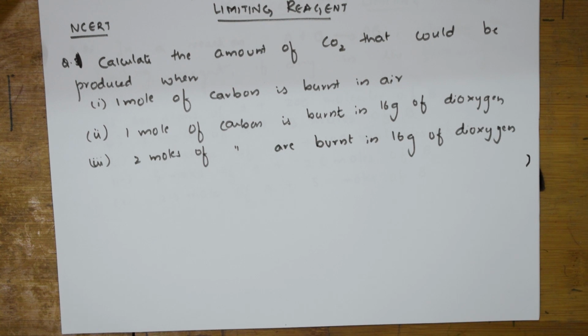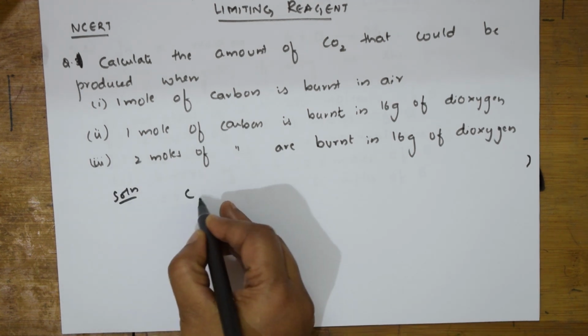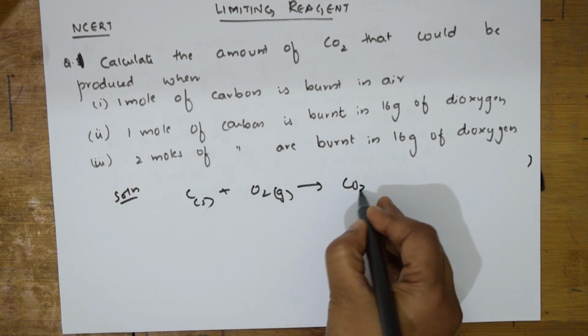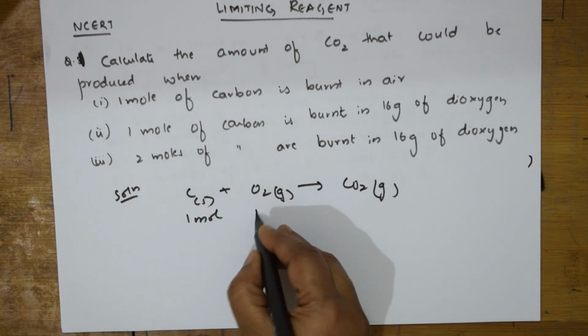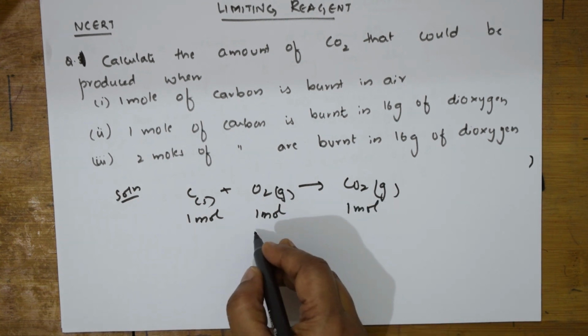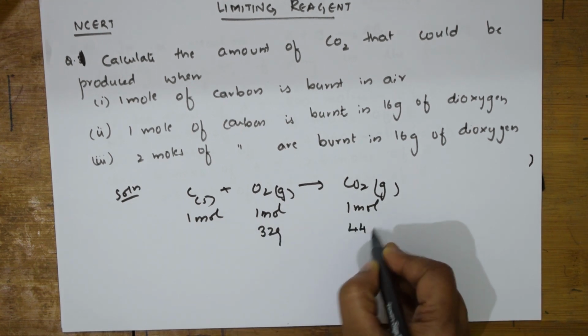When such questions are given to you, what should you remember? First of all, your mole concept should be clear regarding this. 1 mole of carbon is burnt in air. First, let us write the reaction. Carbon solid combines with oxygen gas to form carbon dioxide. Here 1 mole of carbon, 1 mole of oxygen, and 1 mole of carbon dioxide. 1 mole of oxygen is 32 grams, and 1 mole of carbon dioxide means 44 grams.